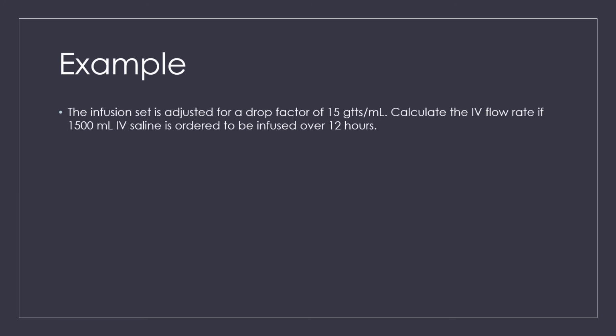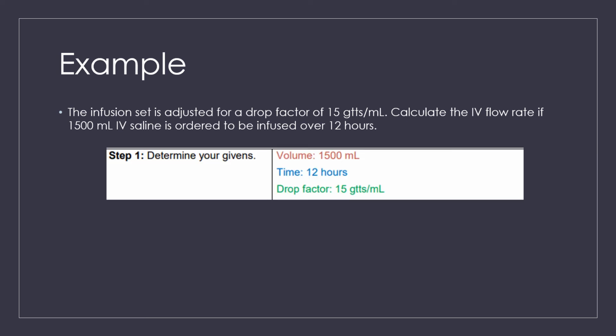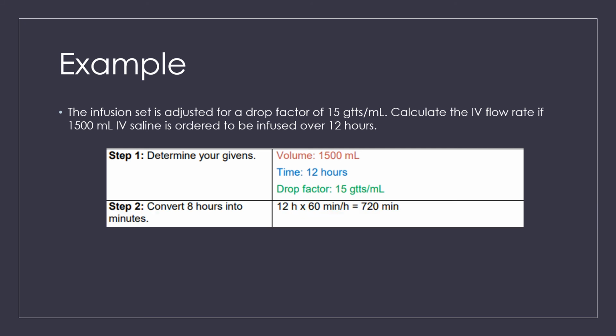Another example, the infusion set is adjusted for a drop factor of 15 drops per ml. Calculate the IV flow rate if 1,500 ml of IV saline is ordered to be infused over 12 hours. So we determine the volume is 1,500 ml and the time is 12 hours and the drop factor is 15 drops per ml.